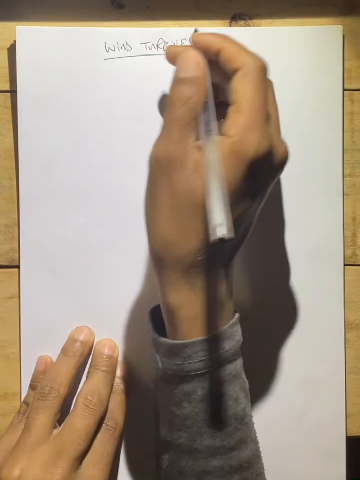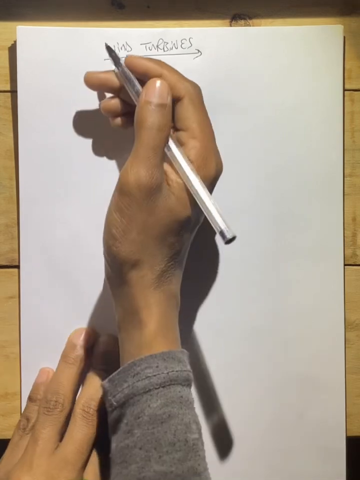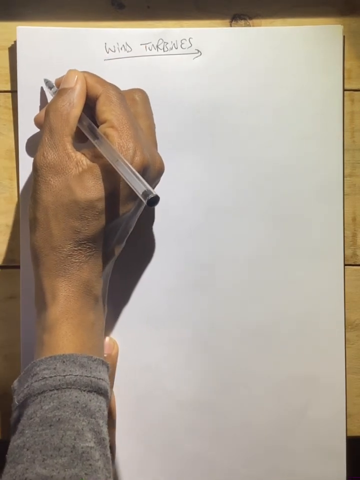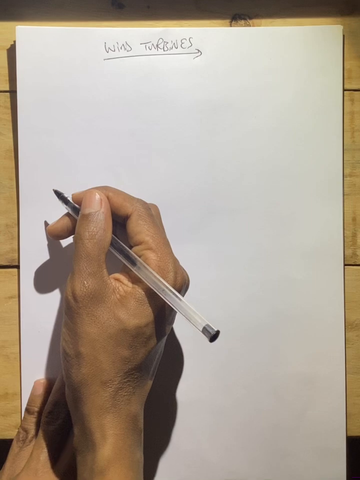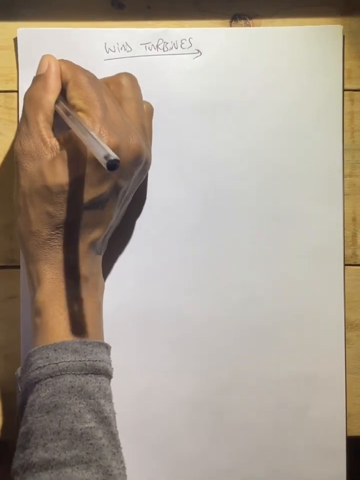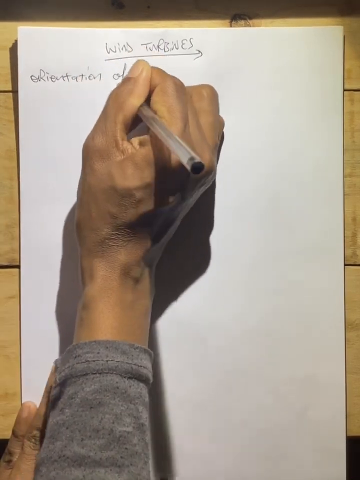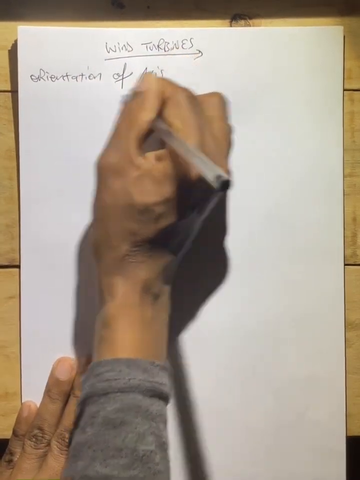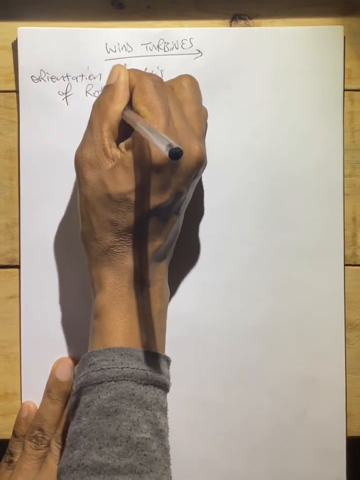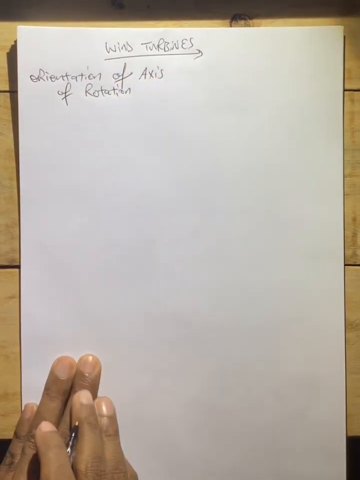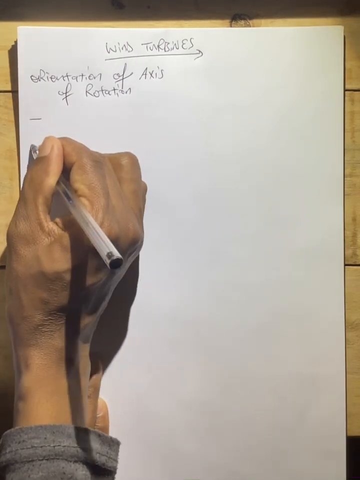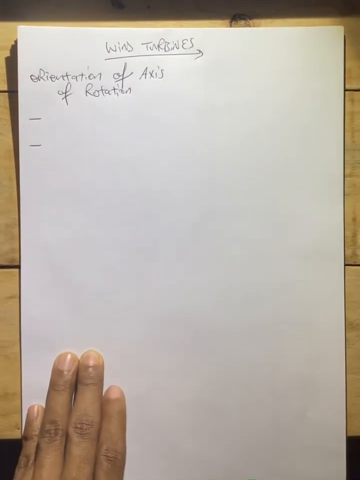Now, whenever we categorize wind turbines, there are two ways of categorizing them. What are these ways? Let's touch on way one. Way one basically deals with what we call the orientation of axis of rotation. And there are two categories or subcategories.